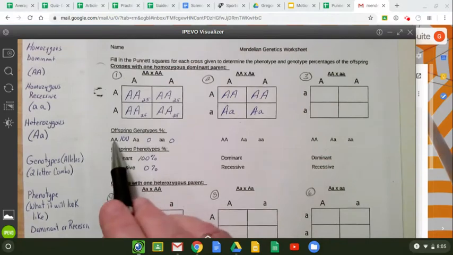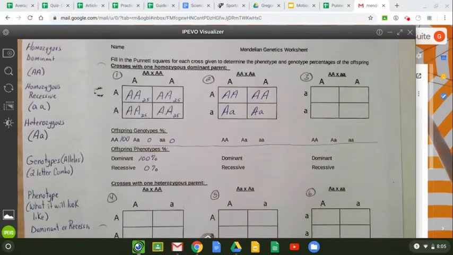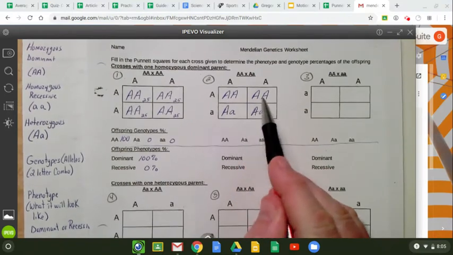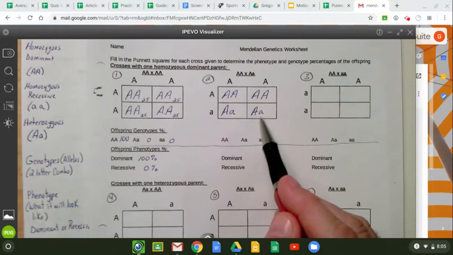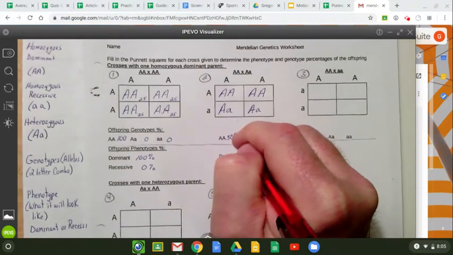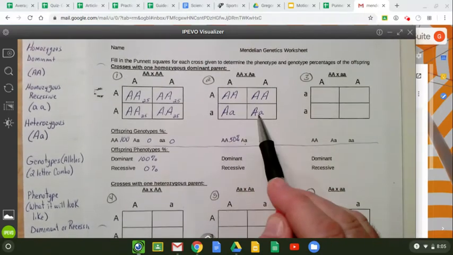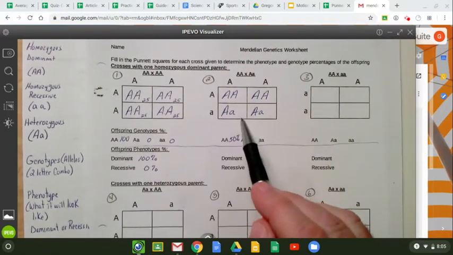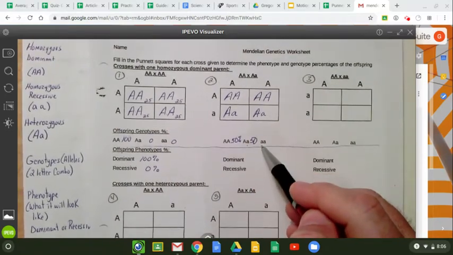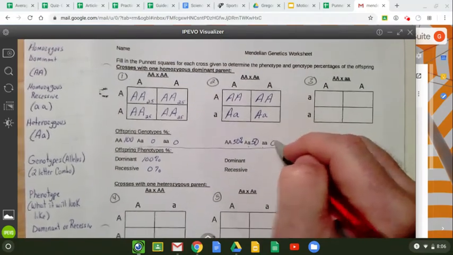All right, again, we're looking at our genotype percentages. How many of the capital A's do we see? I see 2 boxes out of 4, 2 out of 4, 50%. How many heterozygous? All right, I see 2 out of the 4 boxes, so that's going to be 50%. And how many homozygous recessives? There are 0 in this Punnett square.